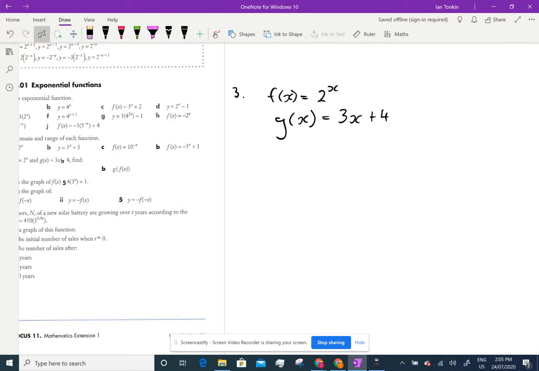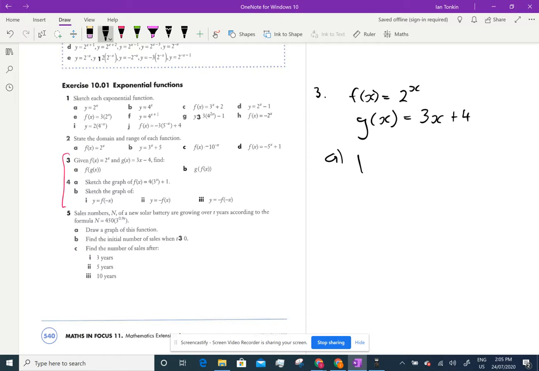Now, for the first one, I have to find f of g of x, which means I'm going to put this where the x is. So that equals 2 to the (3x plus 4). And I should write that in parentheses so you know that it's all up there.